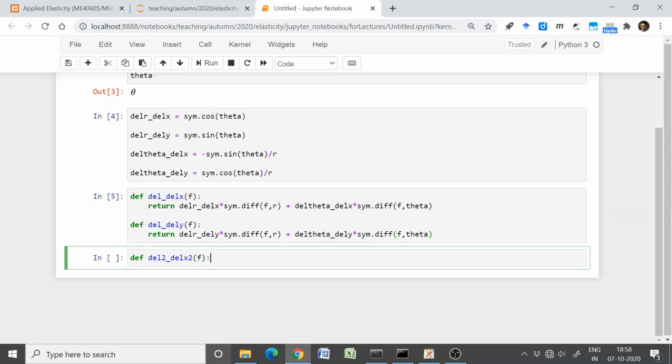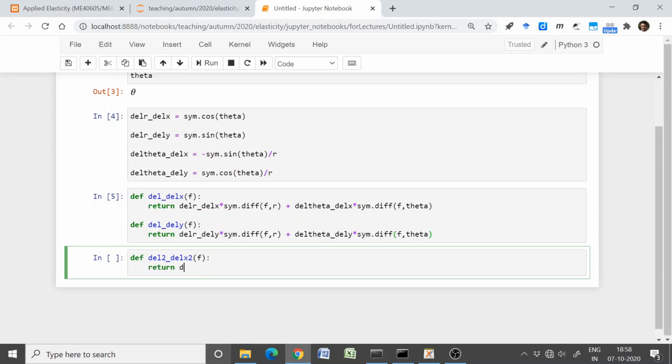Okay, this is completely my choice. This is certainly not part of the syntax of Python. This is my choice of what I'm calling this operator, but I like this name. So here what I have to do is use this operator on itself. So this is basically del x operating on del x of f. Okay.